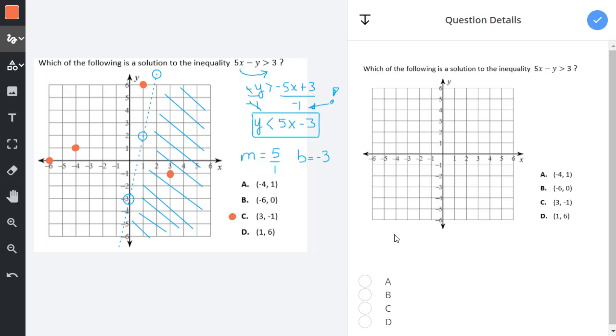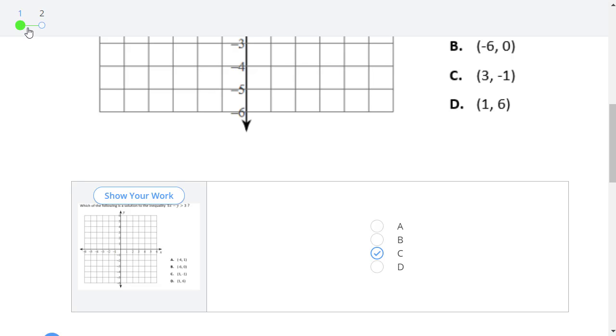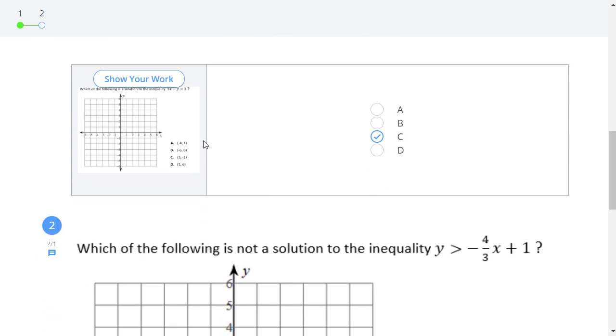So let's go ahead and click this and click letter C. Once we click that, we see that we get the green light. So let's go on to the next problem.